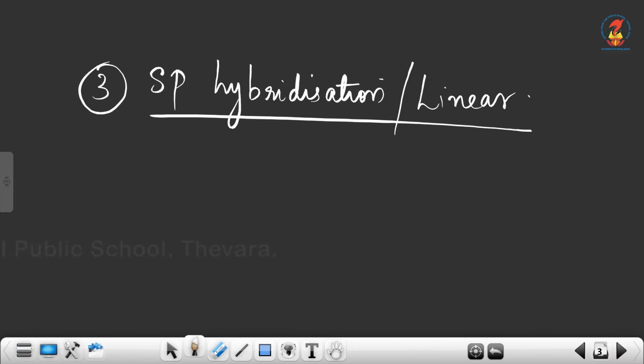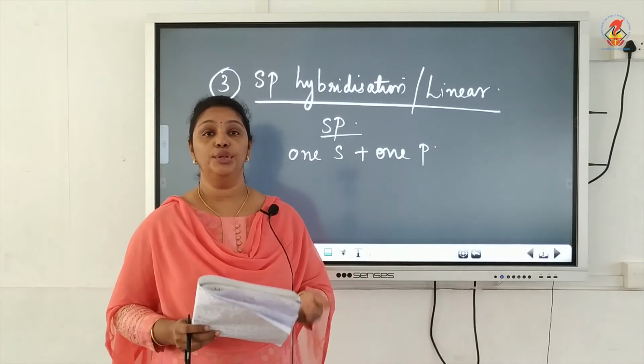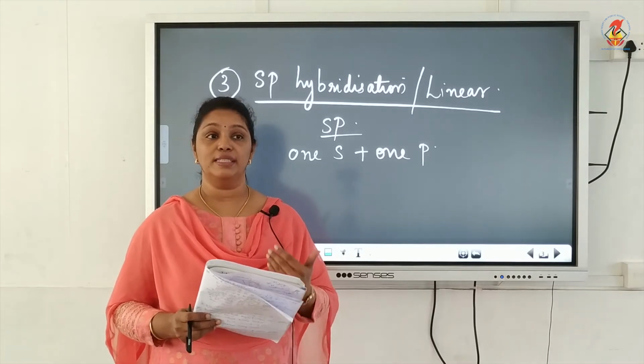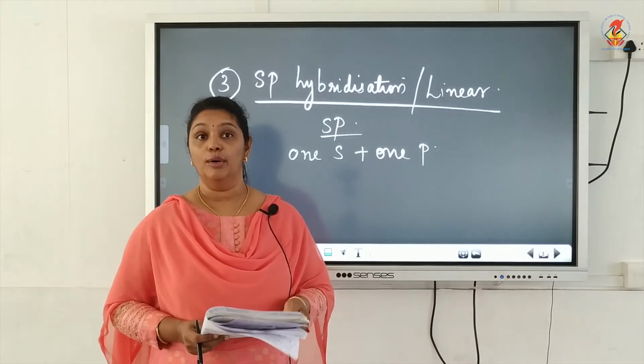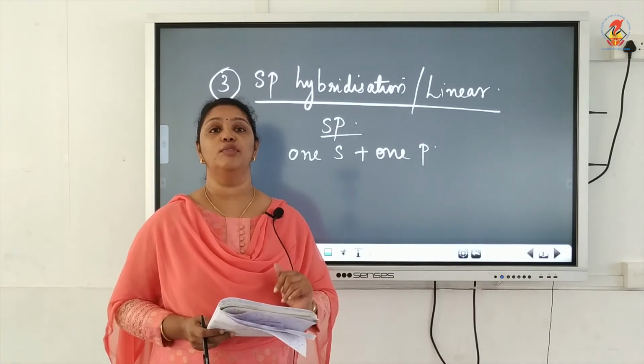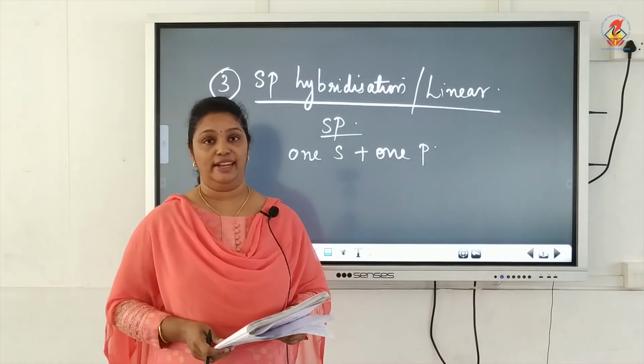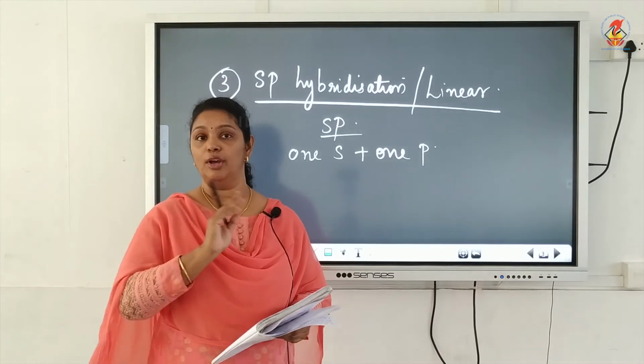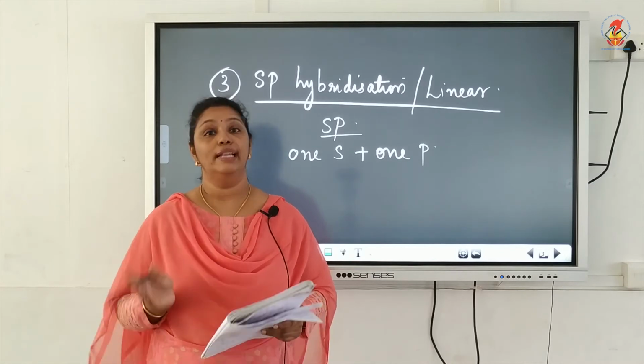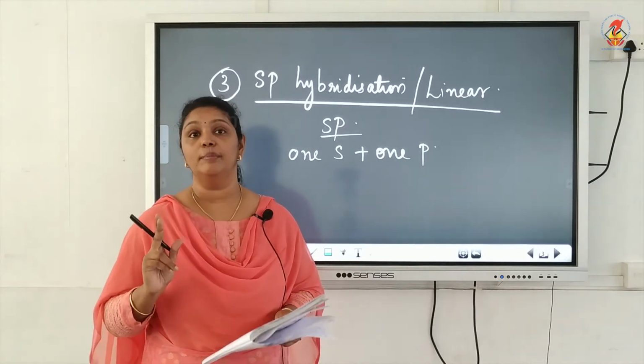Sp or linear hybridization. Now from the name itself, sp hybridization means which are the orbitals involved? One s orbital and one p orbital will hybridize to form two new hybrid orbitals called sp hybrid orbitals. Now you can see only one p orbital is involved in hybridization. We have two free p orbitals left. Okay, only one p orbital is involved.